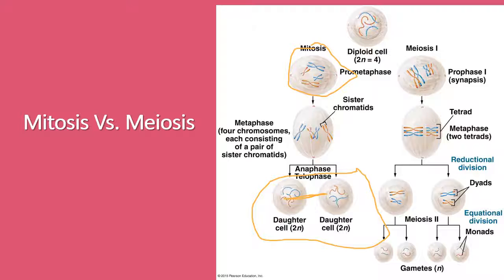In meiosis, however, you have 2 divisions, meiosis 1 here and meiosis 2 here. Meiosis 1 is the reductional division, meiosis 2 is the equational division. With meiosis 1, the homologs are separated from one another, and in meiosis 2, the sister chromatids are separated from one another. And in the end, you end up with 4 haploid gametes.